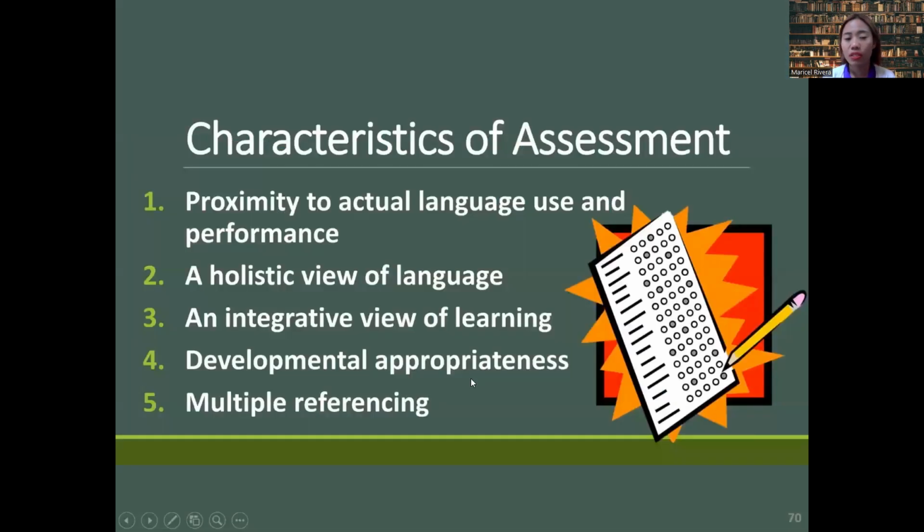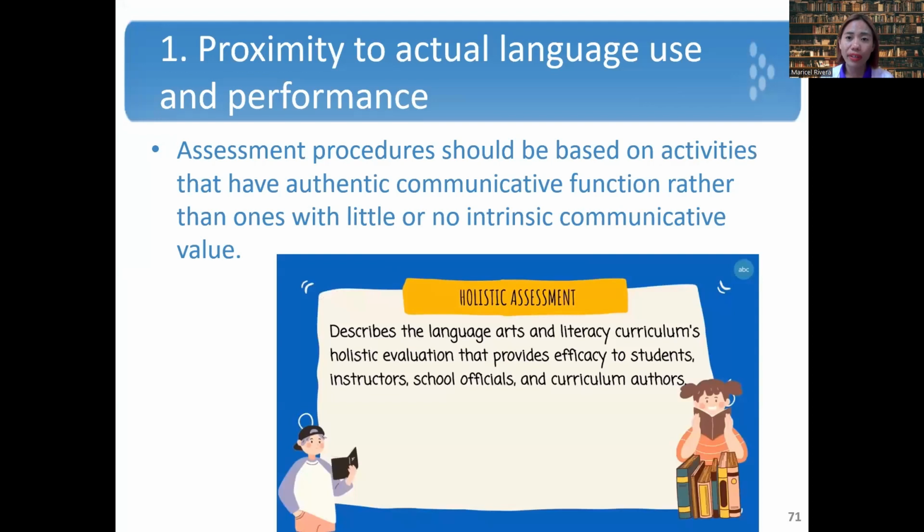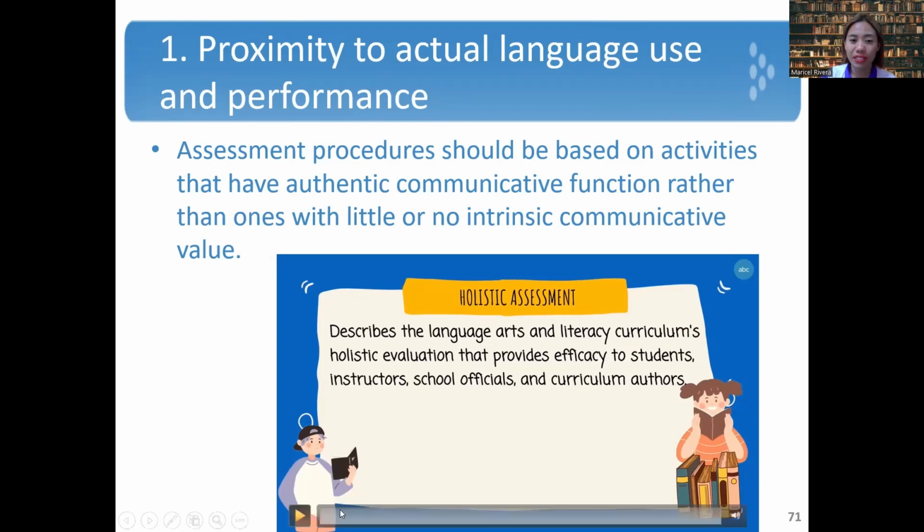We have to make sure there is proximity to actual language use and performance, a holistic view of language, integrative view of learning, developmental appropriateness. Also, we have to make sure we do multiple referencing, and proximity to actual language use and performance. So assessment procedures should be based on activities that have authentic communicative function, rather than the ones with little or no intrinsic communicative value. We have to make sure there is authenticity in our activities.